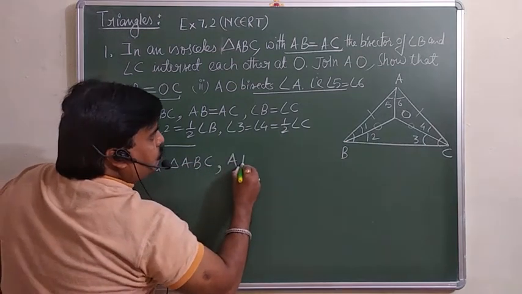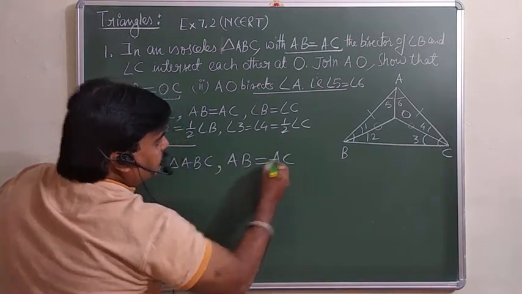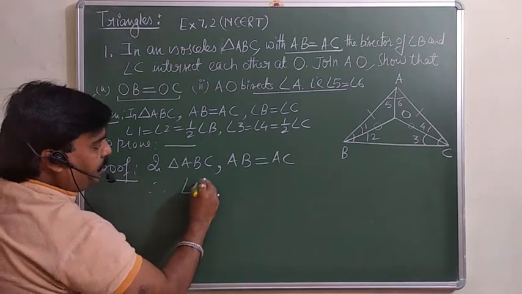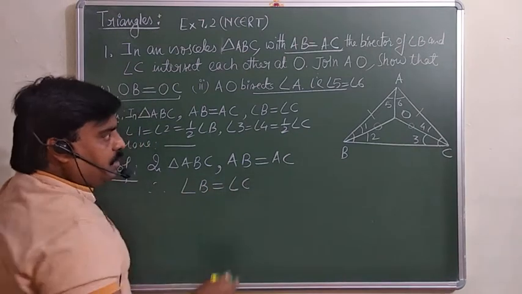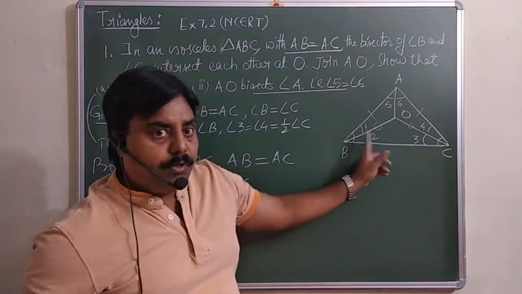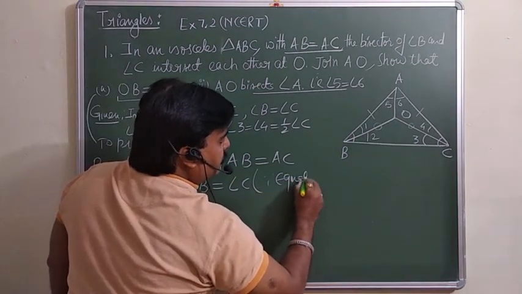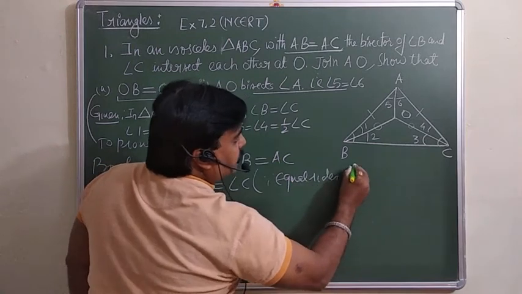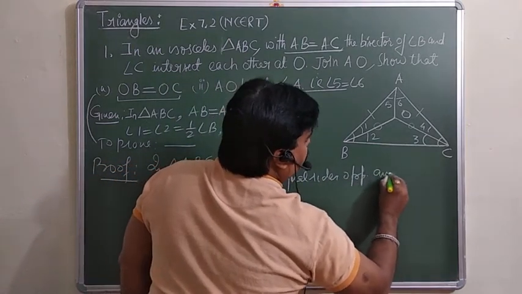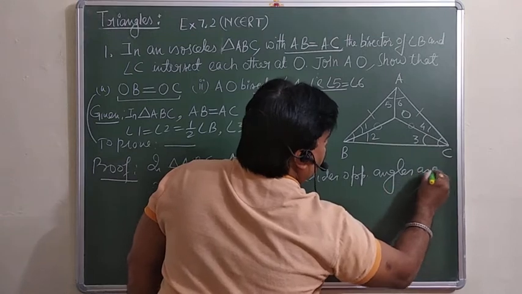AB is equal to AC is already given. So therefore you can say angle B is equal to angle C, because equal sides, opposite angles are equal. You can give the reason: equal sides, opposite angles are equal.